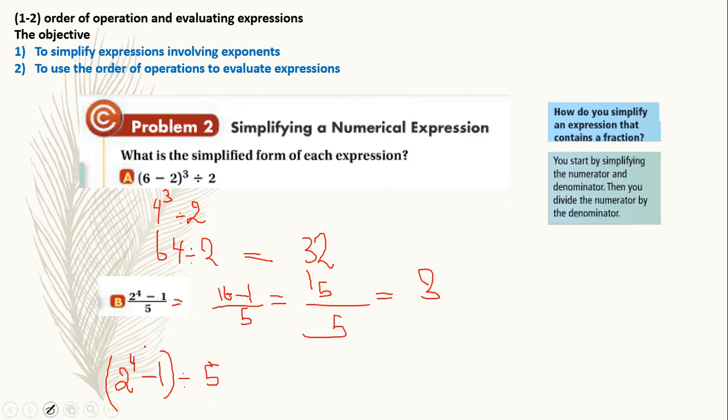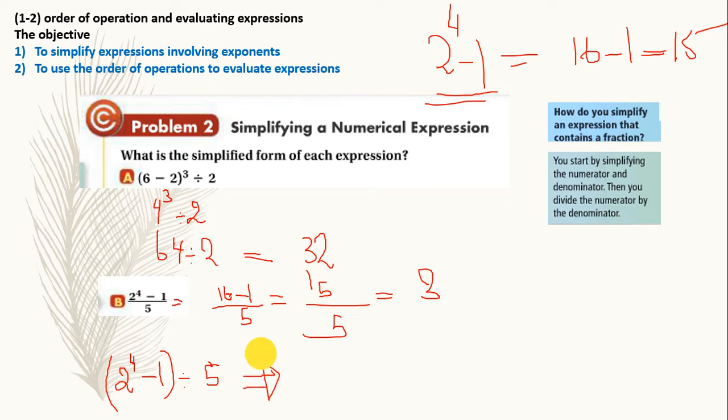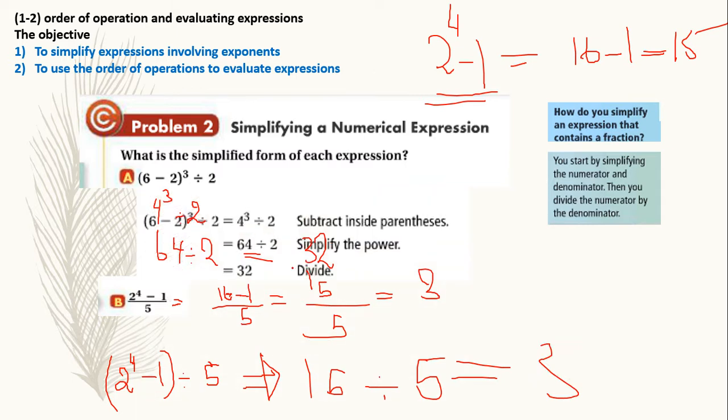Once you work on what is inside first, you need to simplify what you have inside it. So you will deal with 2 to the power 4 minus 1, it's like a specific numerical expression. So you will do that as 16 minus 1, which is 15, and then like that you finished, you remove the parentheses, which will be 15 divided by 5, which is again 3. So make sure that you practice this kind of question. You will find them easy and clear.